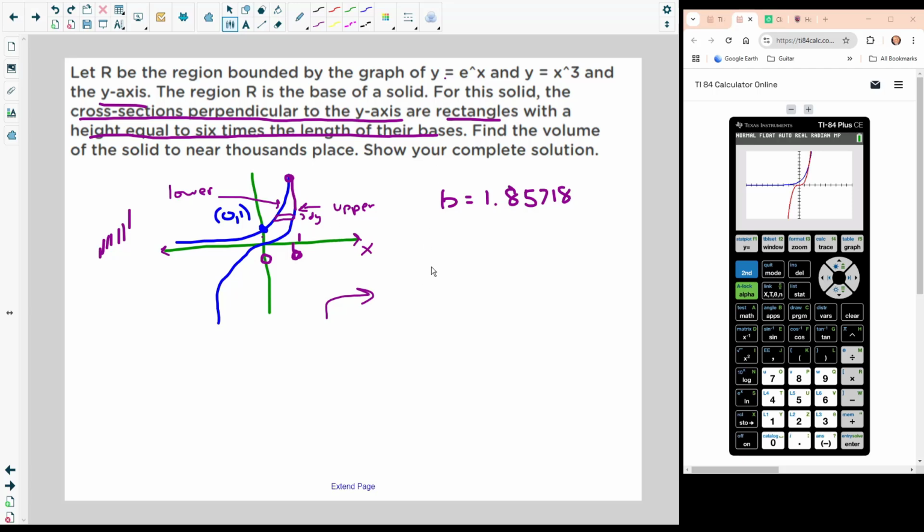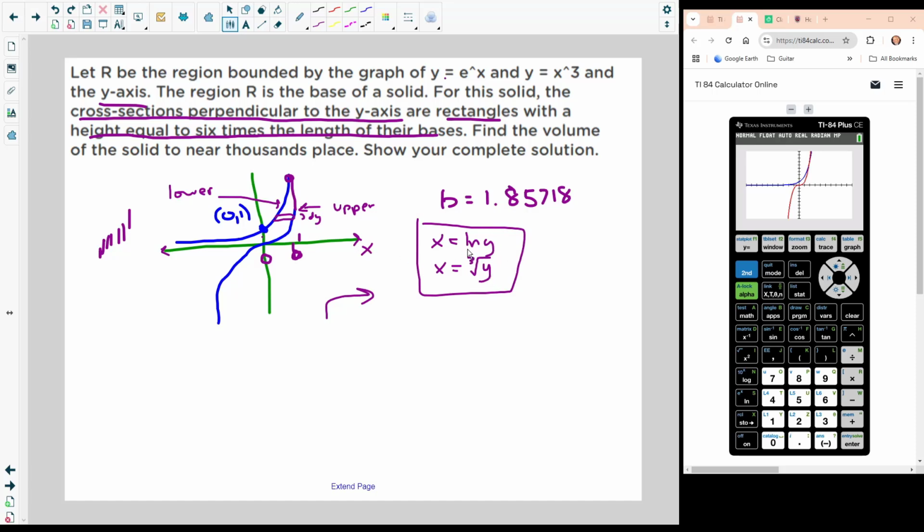So I need a lot of things. First of all, I need to convert these two functions. So obviously y equals e to the x. I'm going to natural log both sides, and I get x equals natural log of y. And then for x cubed, I'm going to cube root both sides, so x equals the cube root of y. You don't have to worry about a plus or minus here. It's an odd power, so we're good.